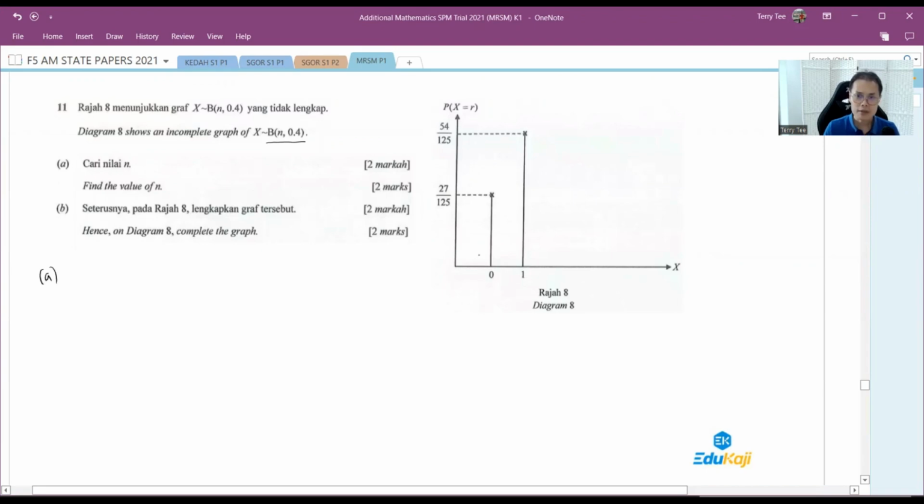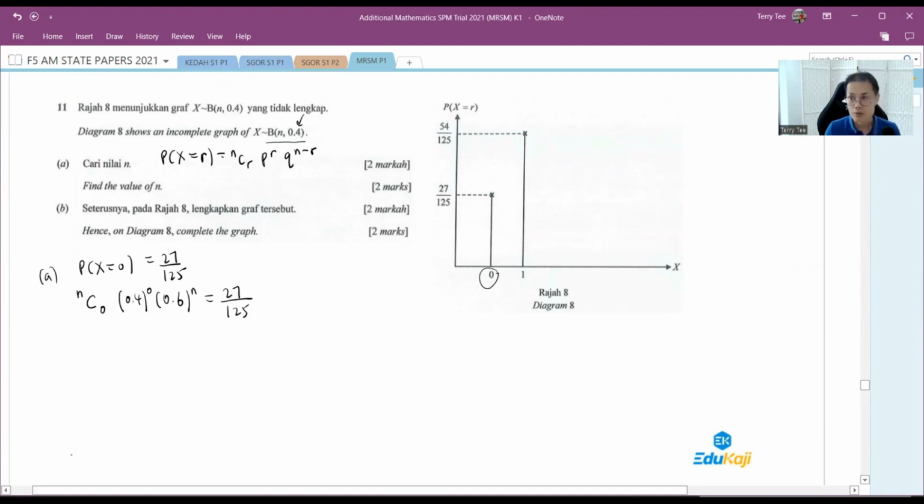Okay, so to find the value of n, I think we have to use this value here. This probability x equals to 0, which is 27 over 125. Now, remember the formula is P(x = r) equals nCr, p power r, q power n minus r. Now, your n is now an unknown, so we put nC0. Your p is now 0.4, right? 0.4 over here, you can see from here. Power 0, your q is 0.6, power n. This is 27 over 125.